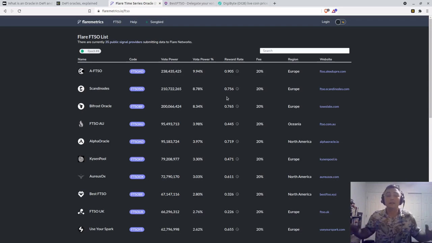Now, I'm not saying delegate all your tokens to a lower fee signal provider. I'm not telling you to delegate or do anything with your tokens. I'm just saying that in the long run, we might be able to pressure these signal providers to lower their fees by maybe delegating some here or there to the lower fee signal providers.